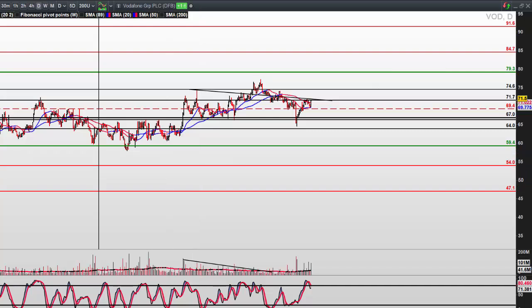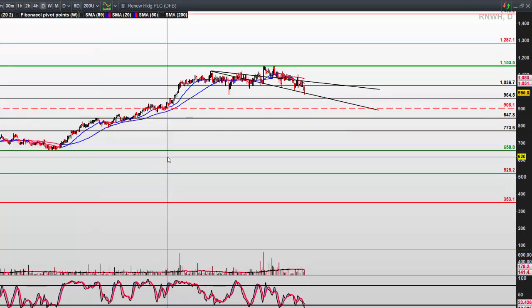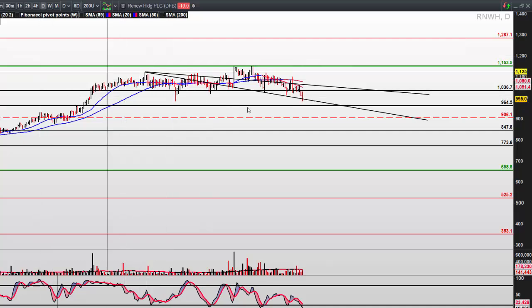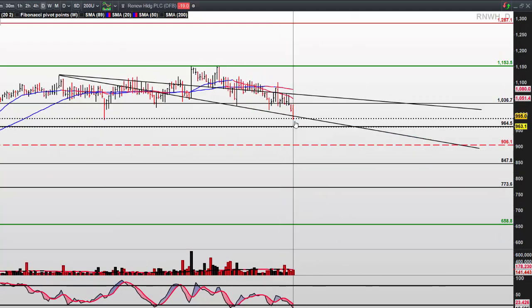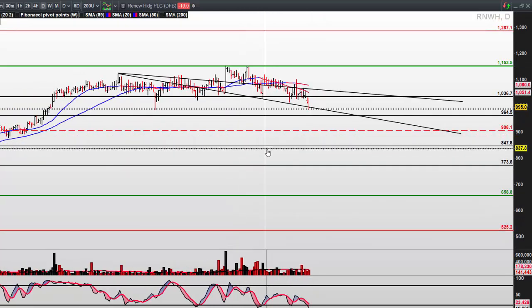Right, stocks I want to talk to you about. Keep an eye on this one. This is a rail infrastructure stock, RNWH, can't remember the name, look it up. So we've got all this support down here at 986. If we start closing above the £10 mark, I would start getting involved with this already.